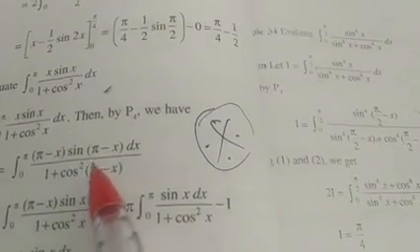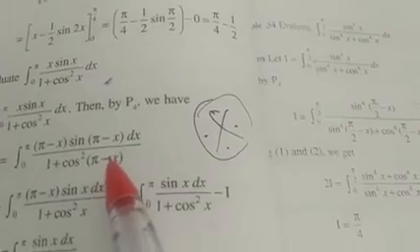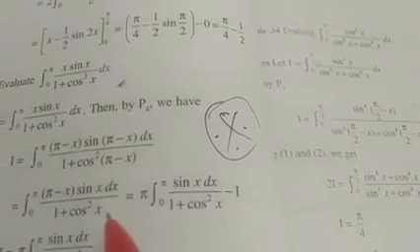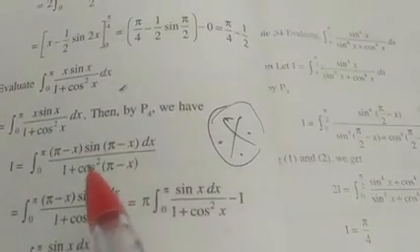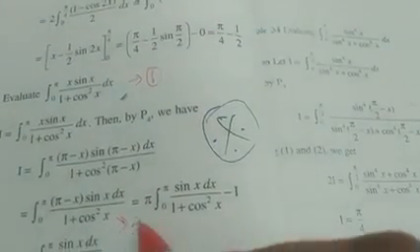So, cos of pi minus x is negative. The negative, squared, is positive, therefore you will be getting 1 plus cos squared x. After applying the property I told you about, you should consider this to be the first integral, and after applying the property, this will be the second integral.